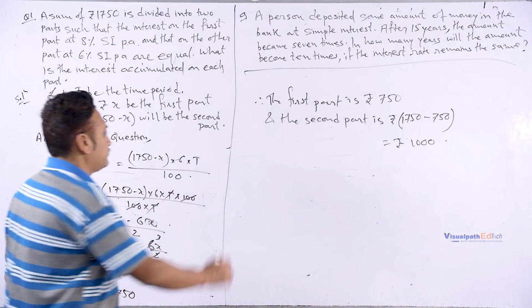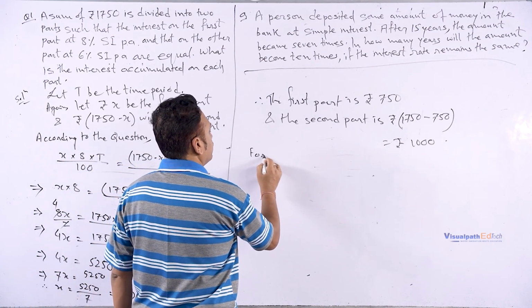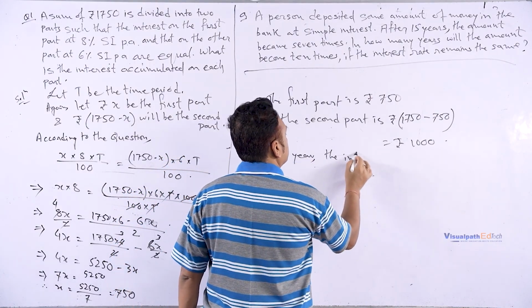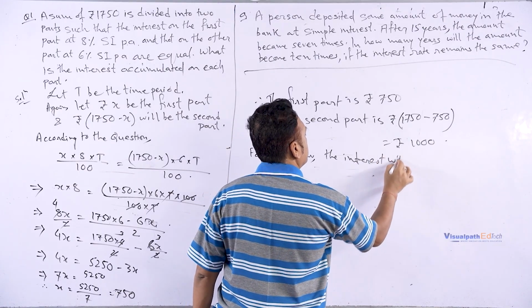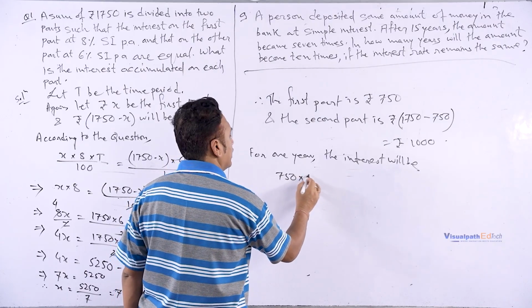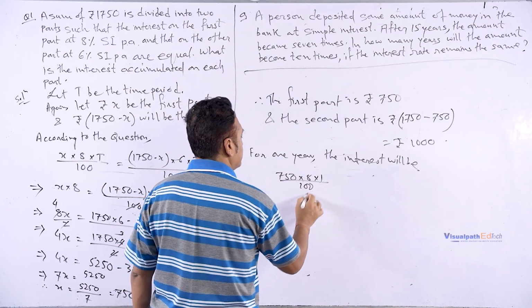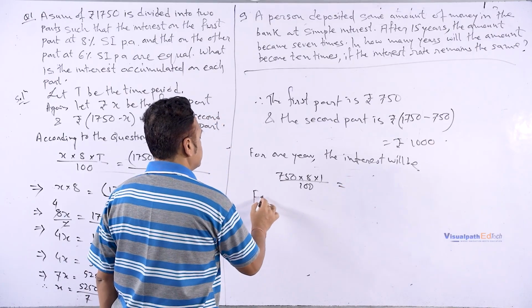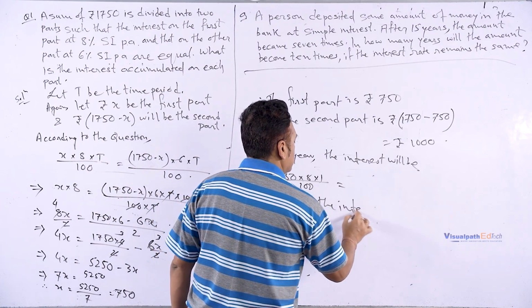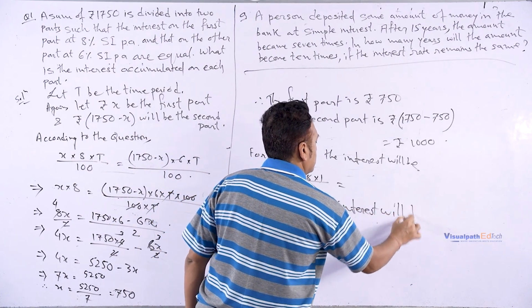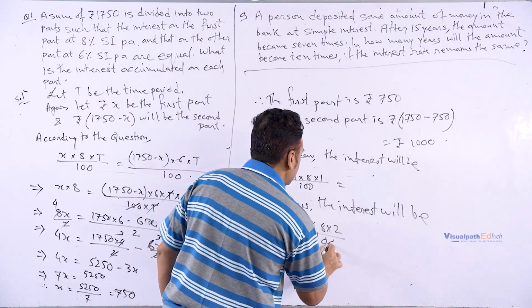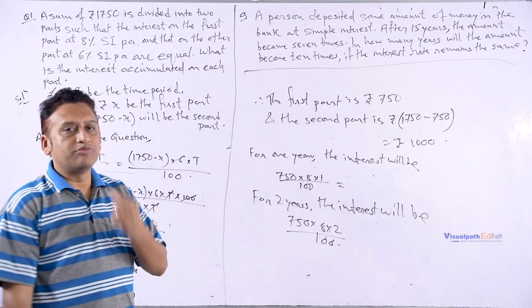Say for example, for 1 year, the interest will be 750 into 8 into 1 divided by 100, and we can do the calculation. For 2 years, the interest will be again 750 into 8 into 2 divided by 100. So, that is the way we can calculate the interest if the time period is given to us.